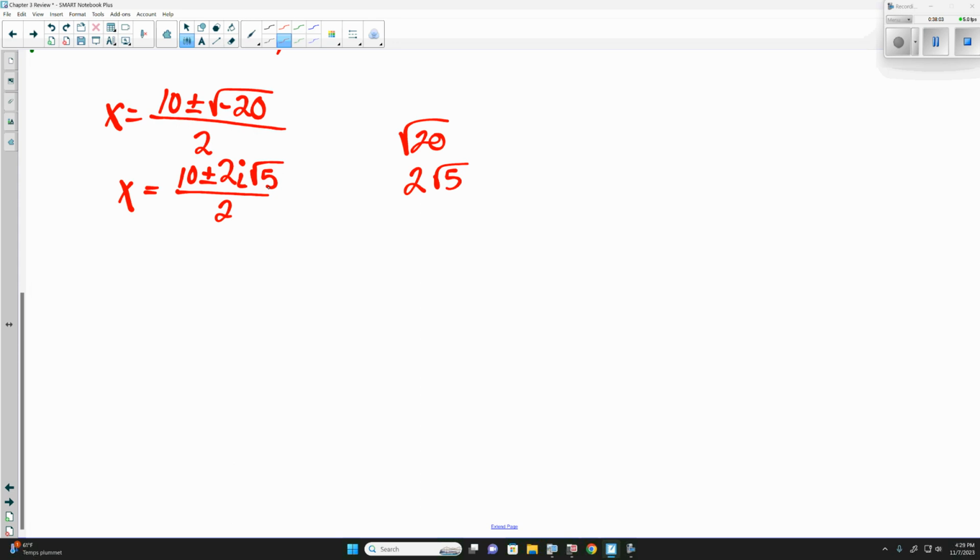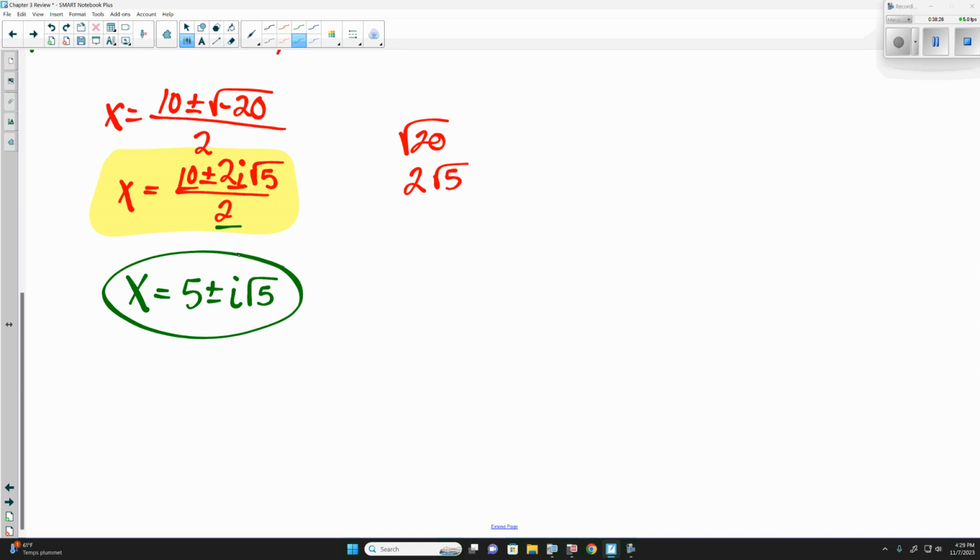Now I will take this as your answer, so if you gave me this as your answer on the test, I will take it as the correct answer. Now if we wanted to, we can simplify, because 10 and 2i both have a common factor of 2 with the denominator, simplifying it to 5 plus or minus i square root of 5. So that is the simplified version of the answer. I will take either. You just need to give me one of them.